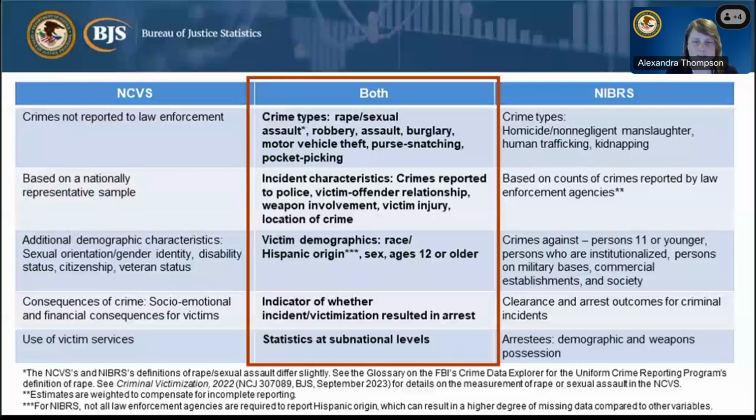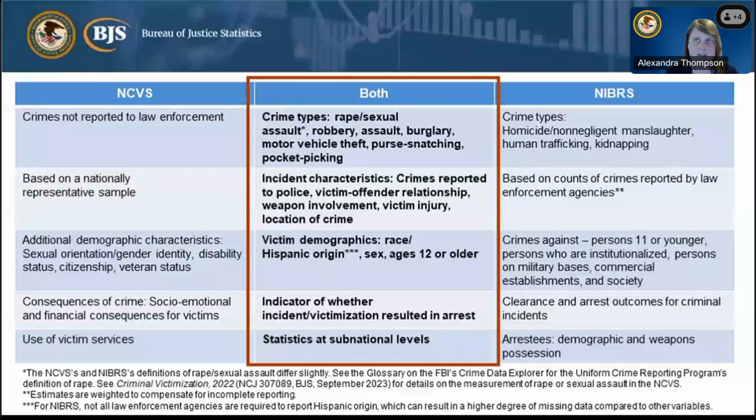Both collections also have some indicator of whether an arrest has been made, but they're measured differently between the two collections. Kim talked about with NIBRS how they not only have arrestee data like arrestee demographics and weapon possession, they also have clearance and arrest outcomes for the criminal incidents, which are noted in the column on the right-hand side of this slide.